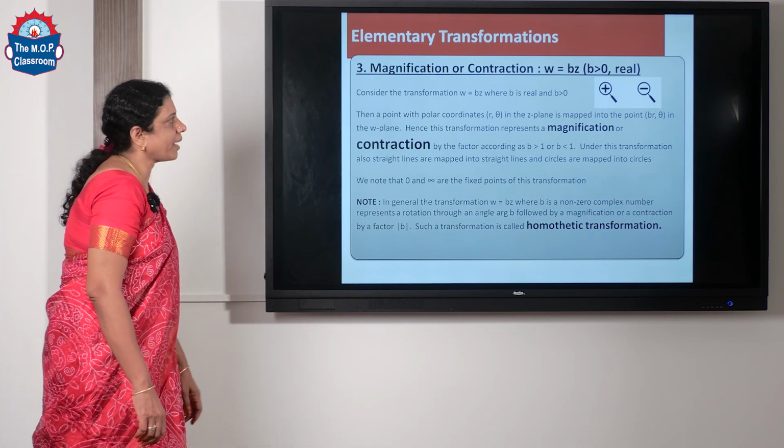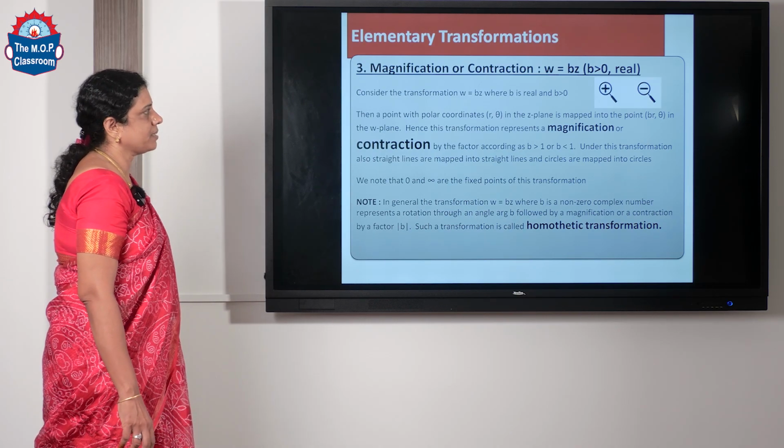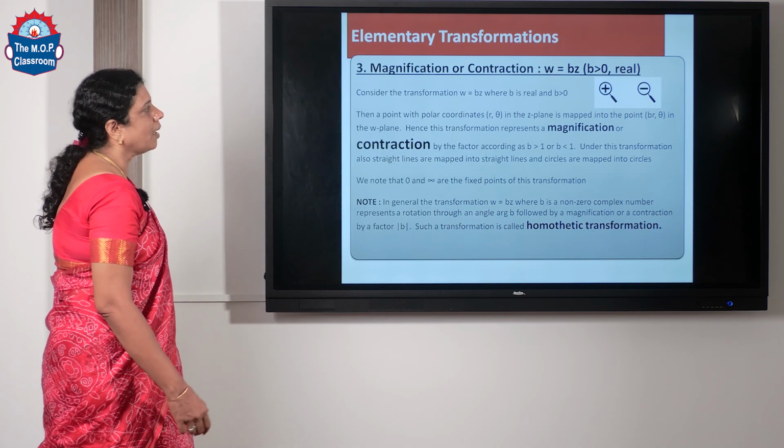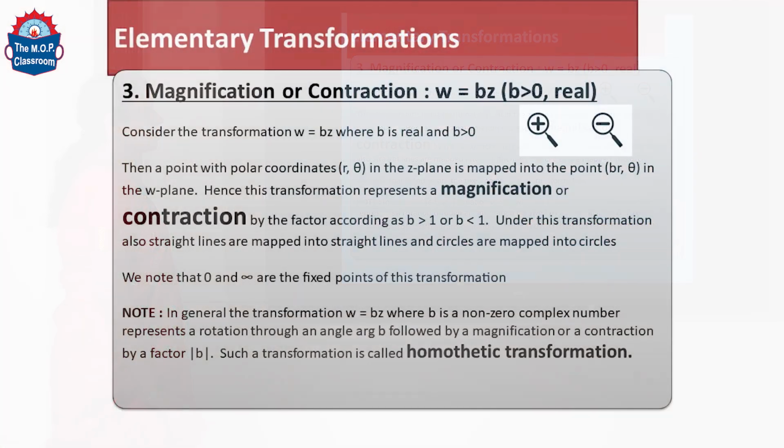Now comes the magnification or the contraction. We have seen this symbol in the zoom, right, in the web pages or in any other Word document or PDF, the plus and minus sign denotes the zoom in and zoom out. That is nothing but the magnification and the contraction. So, here the transformation is defined as w equal to b z. b is a real number and b is greater than 0. It is not less than 0, since it is real, we have taken b greater than 0.